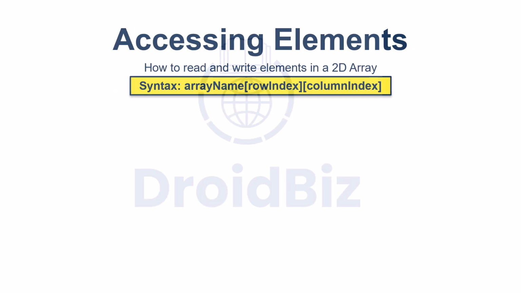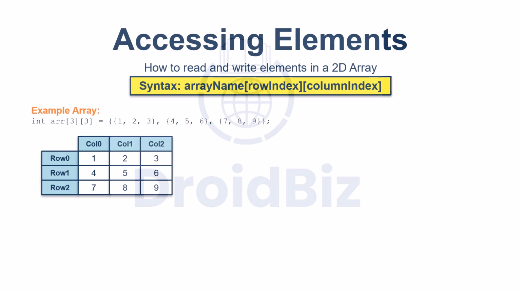Now let's learn how to access elements in a 2D array, which means reading and writing values. The syntax is simple: array name, then row index in brackets, then column index in brackets. Let's use an example array with 3 rows and 3 columns, containing values 1 through 9. You can see the grid with row labels on the left and column labels on top.